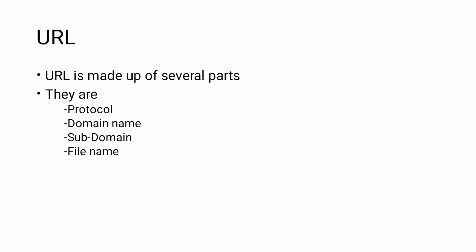Let me explain the different URL parts. There are mainly four different parts. The first one is the protocol, the second one is the domain name, the third one is the subdomain, and the fourth one is the file name. So the URL is made up of several parts: the first part is the protocol, the second part is the domain name, the third is the subdomain, and the fourth is the file name.